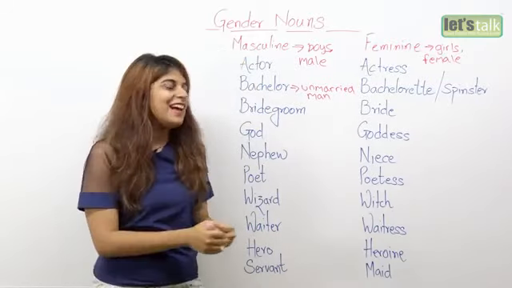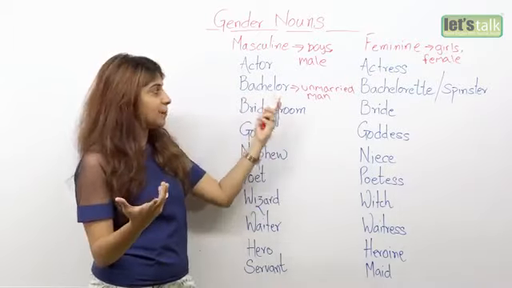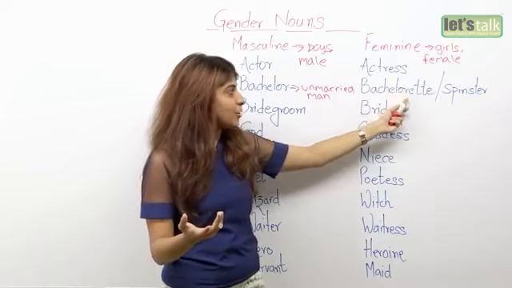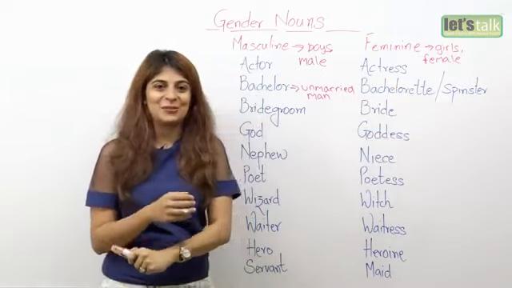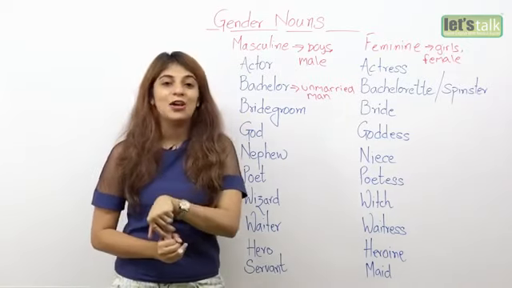So you got that? So yes, the lucky one, if it's an unmarried boy, he's a bachelor. An unmarried girl or a woman is a bachelorette or spinster. Let's look at another term, which is bridegroom.